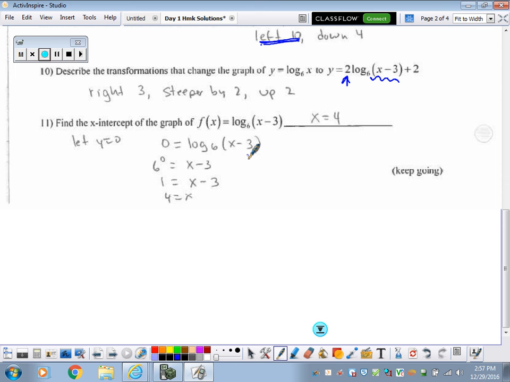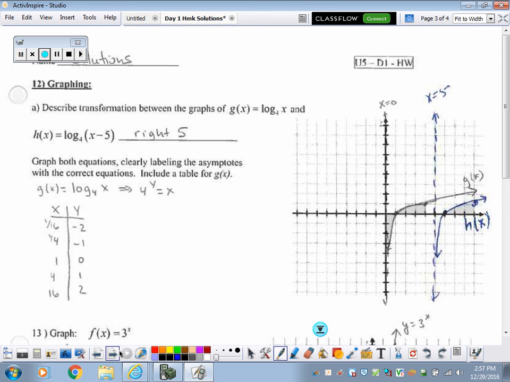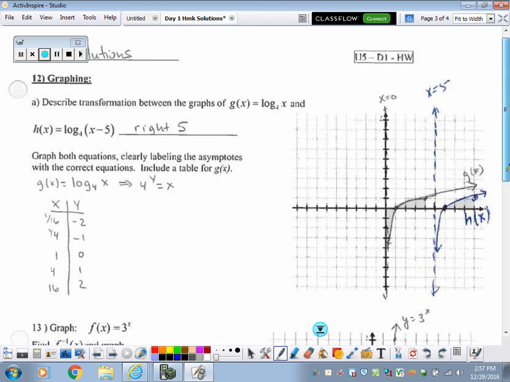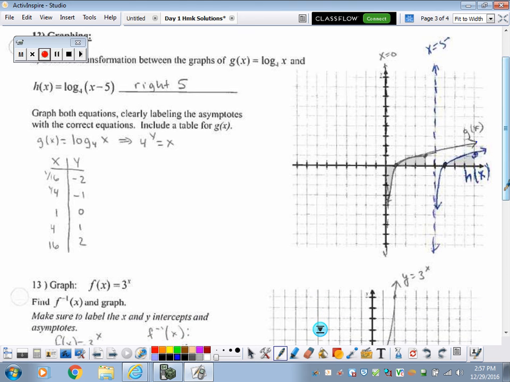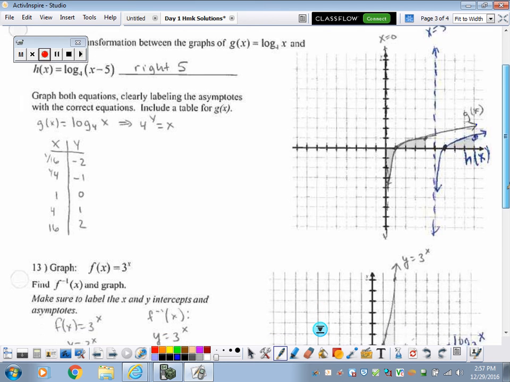You had 2 graphing questions to do on the next page for homework. Letter A, we wanted to graph log base 4 of x, and it's the black graph here, g of x. And then log base 4 of x minus 5. Everything got shifted to the right 5. Make sure you remember to shift the asymptote, shift the x-intercept first, and then bring your points over, connect the dots as well as you can for accuracy.